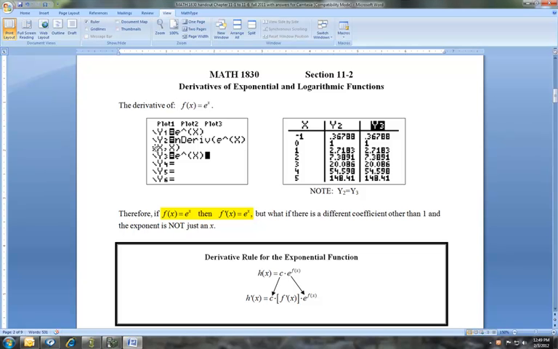Hello, now we're going to look at section 11.2. We're going to start getting derivatives again. I'm going to be doing two different videos for this. The first one is going to be with respect to exponential functions.